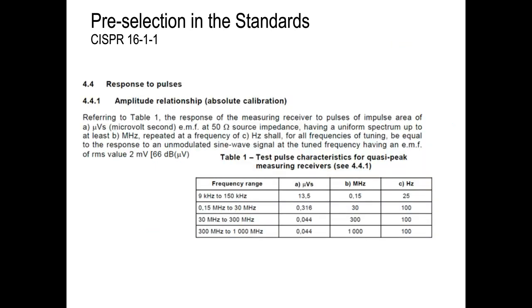Here is 4.4.1, and we're not going to go through the details, but basically we just want to show that in different frequency ranges, you have this input stimulus, which is the energy in the pulse, the spectrum of the pulse, which in the frequency domain needs to be a constant spectral density, and then the pulse repetition rate in this column.